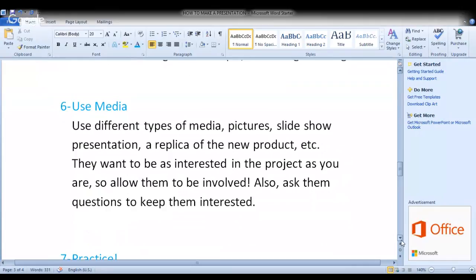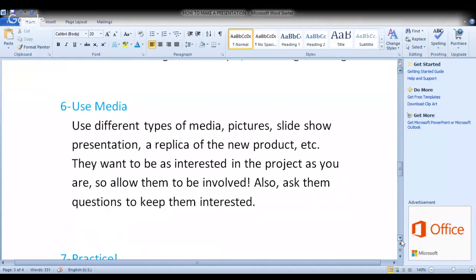Use different types of media: pictures, slideshow presentation, a replica of the new product, etc. They want to be as interested in the project as you are, so allow them to be involved. Also, ask them questions to keep them interested. Good. So again, it obviously depends on the situation. Ken, any comments? No, I think it's a good idea. Yeah, good. I mean, obviously it depends.